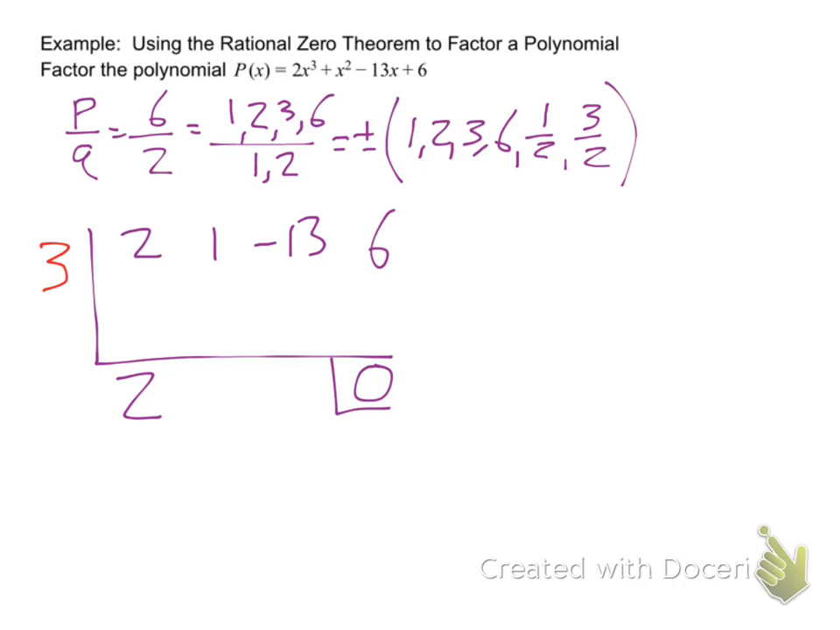Put a 3 on the outside. 3 times 2 is 6. Add them up. 7. 21. First of all, it's going to result in a positive answer, right? And a positive answer here, which then a positive plus a positive will be bigger than 0. So therefore, 3 does not work.